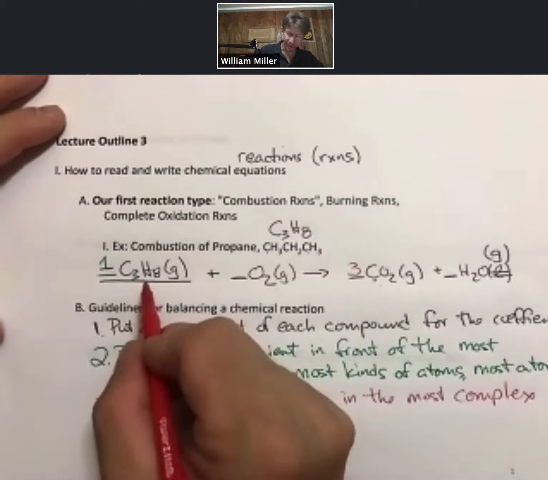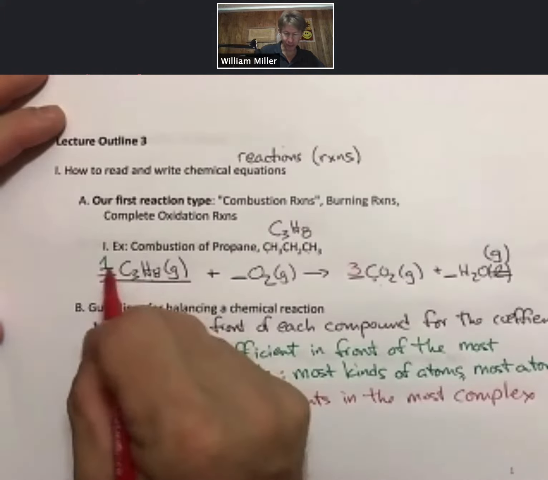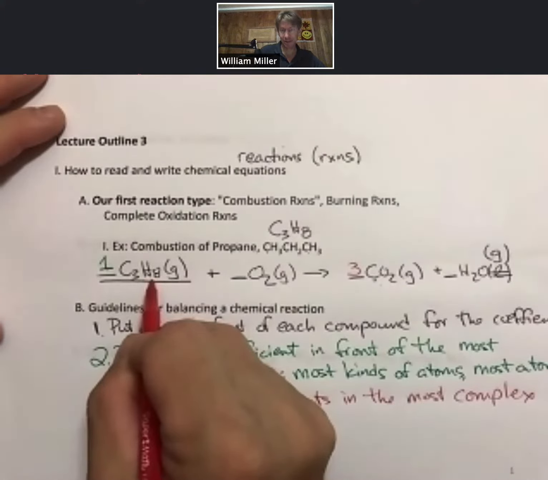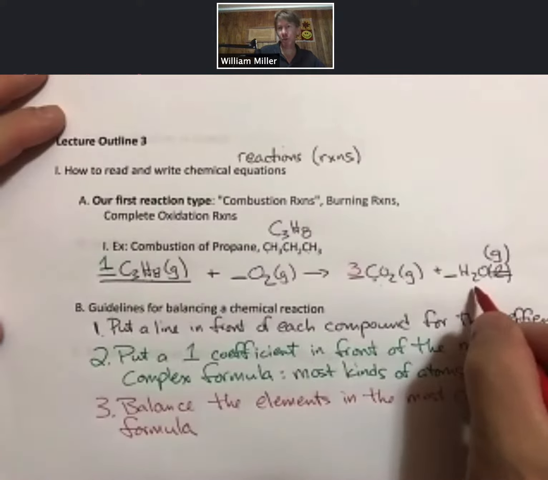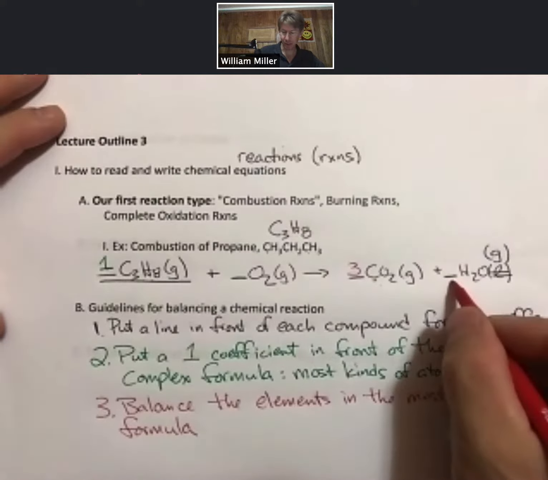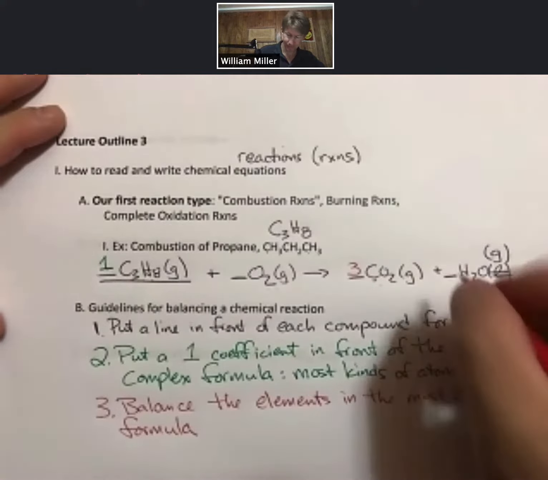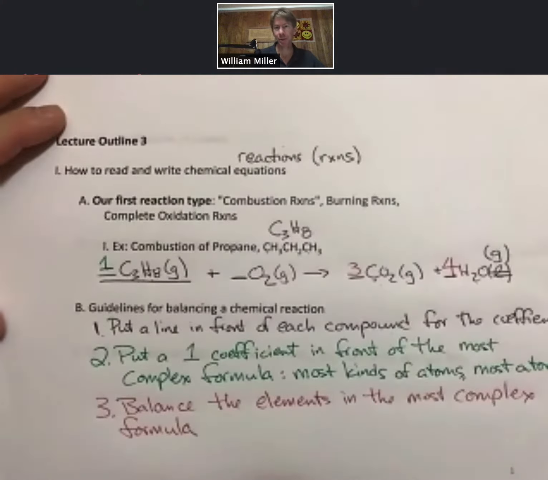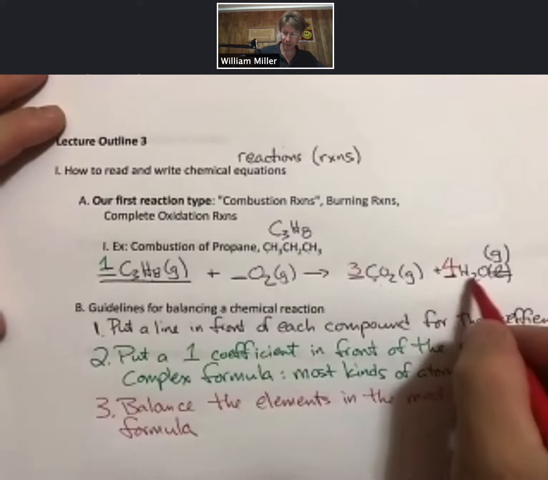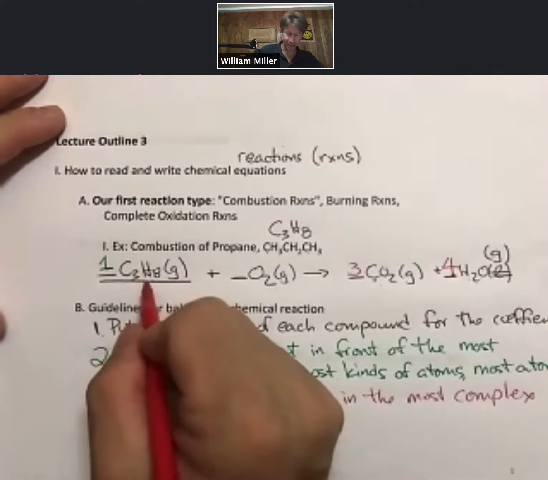Next, I will do my hydrogens. I have 1 times 8, or 8 hydrogens. Hydrogens come 2 at a time, so whatever number I put here times 2 must equal 8. So I'm going to put a 4 there, and then I double check. 4 times 2 is 8. 1 times 8 is 8.